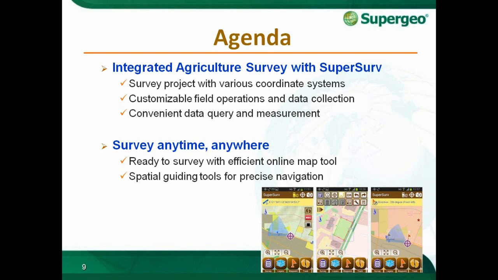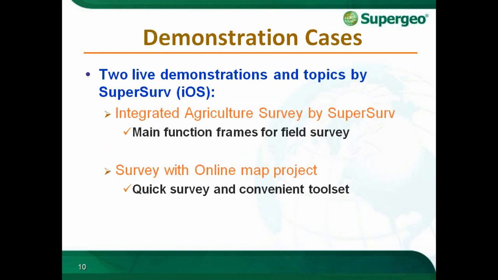In the second part, we're going to talk about how to do a survey anytime, anywhere you want. Like in some cases where you don't have the layer or the data ready, but you want to do a quick survey. SuperSurv is a very ready-to-go application that allows you to use the online map tool as your base map, add in some layers, and use the special guiding tools for precise navigation.